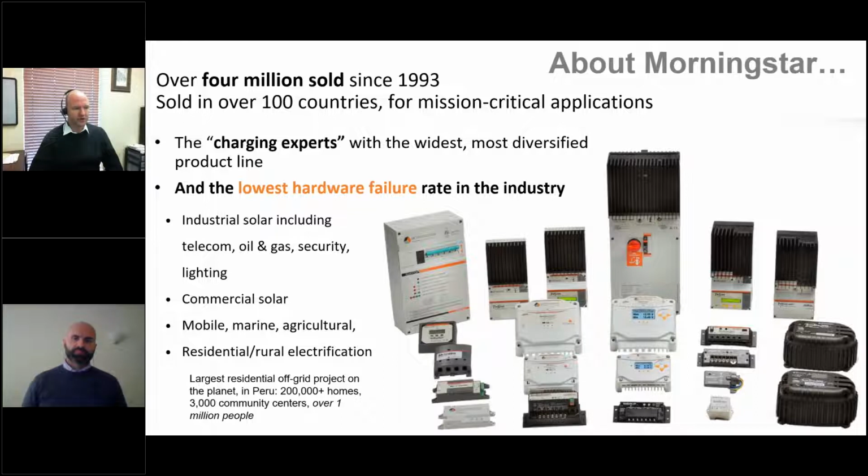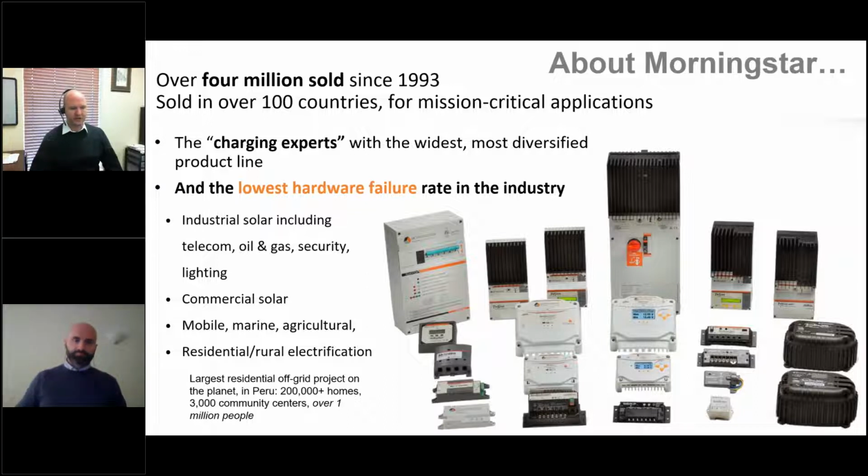We have a very diverse product line, each of these with different power ratings, different industry certifications, and sometimes very specific application-centric features that are used, such as lighting control or certain types of environmental protections. We also do participate in commercial solar, residential and rural electrification, as well as the mobile and marine markets.